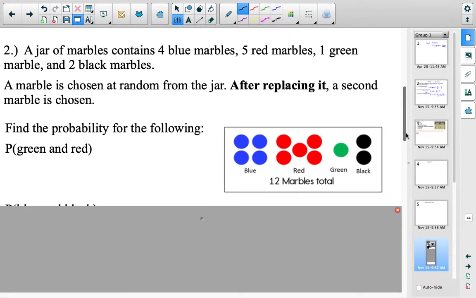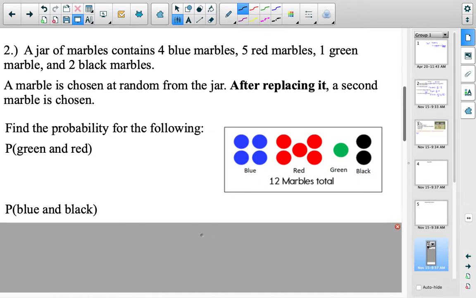Actually, we've got some colors here. So a jar of marbles. We've got our favorite. In fact, we had this yesterday, so I know that there's 12 marbles. Okay. We've got the 4 blue, the 5 red, the green, and the black. Or sorry, 2 black. A marble is chosen at random, and then after replacing it.